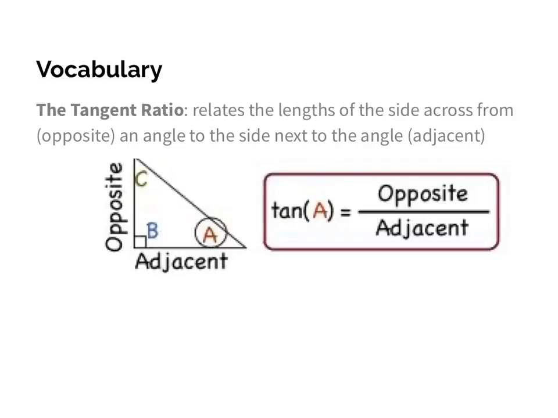Now, the tangent is the one we save for the end because it is a little bit different in the two sides that it relates. The tangent is going to relate the opposite side and the adjacent side to the angle. So again, if I'm given angle A of this triangle, and angle A is measured in degrees, the tangent is going to relate the opposite side of that angle, the side across from it, and compare that to the adjacent side. And again, it's going to compare this as a ratio, opposite to the adjacent.